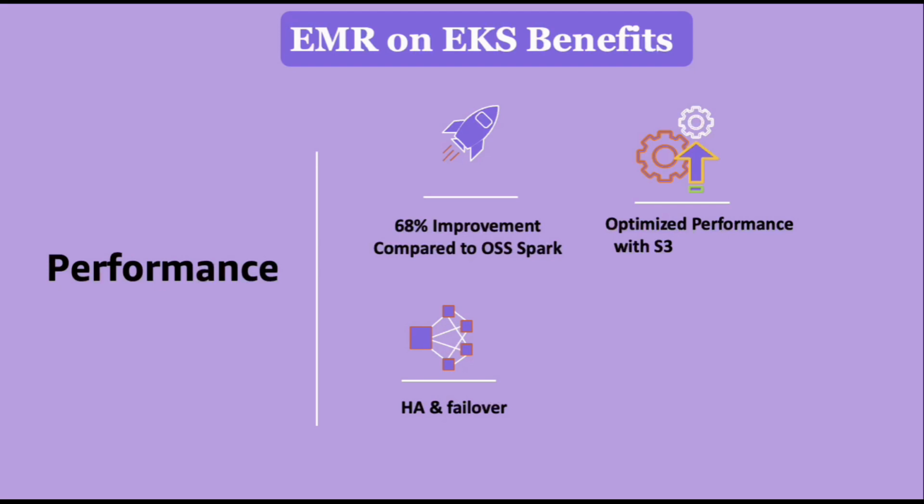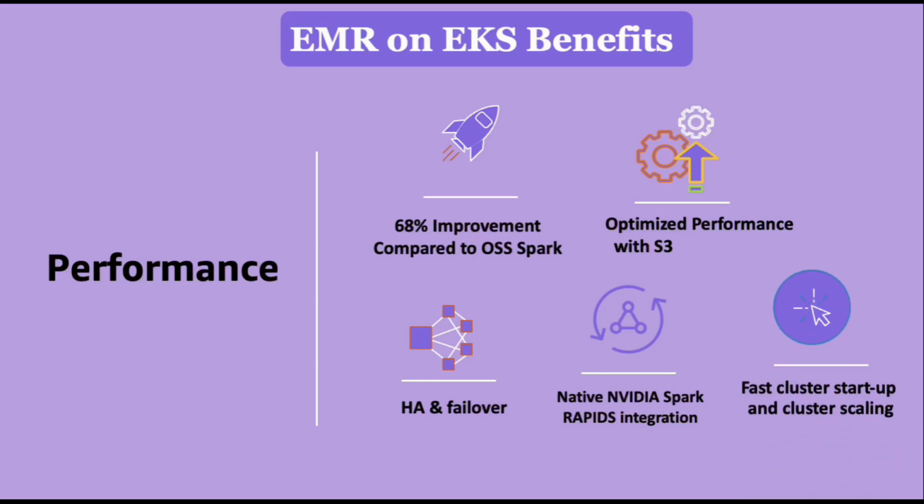Inherently, high availability and failover are provided because EKS clusters can span across different AZs. The worker nodes can spread across different AZs, and the resiliency is automatically included in the service. It also supports the native NVIDIA Spark RAPIDS integration for better performance for certain workloads. And the clusters can start up and autoscale very fast compared to EMR on EC2, because we are using Kubernetes native autoscaling like Cluster Autoscaler or Karpenter, and for the pods we use HPA or vertical pod autoscaling, which are quite performant.